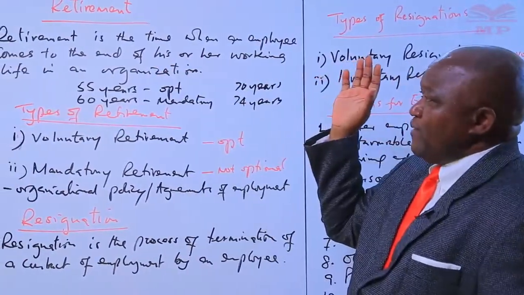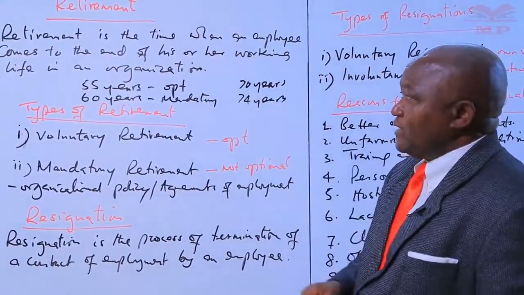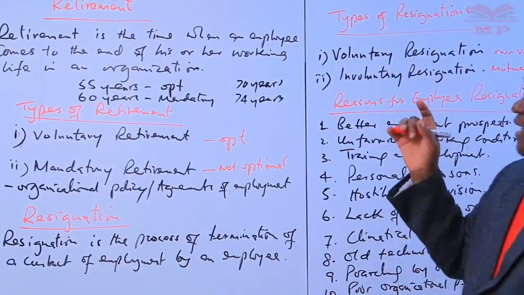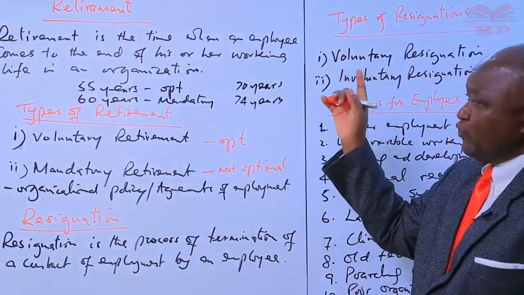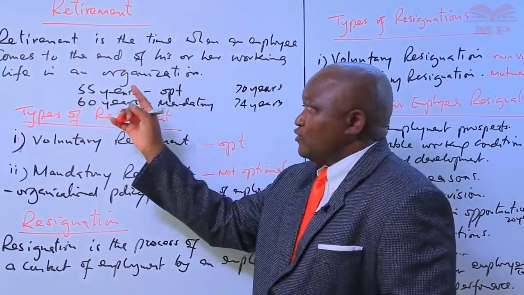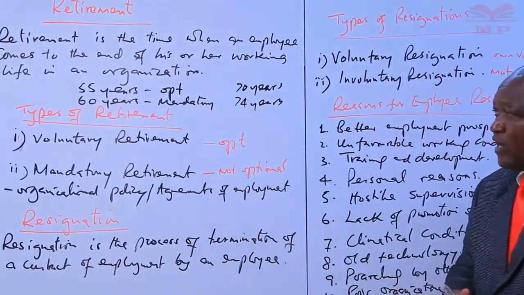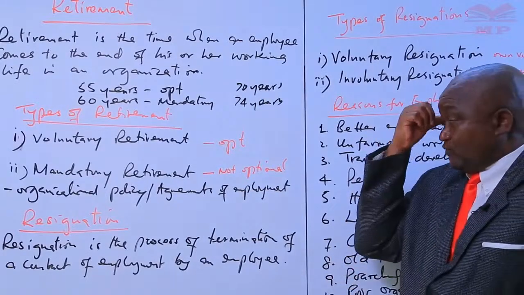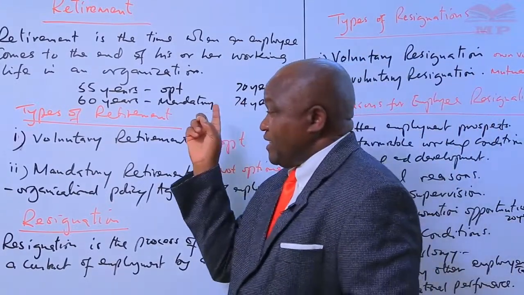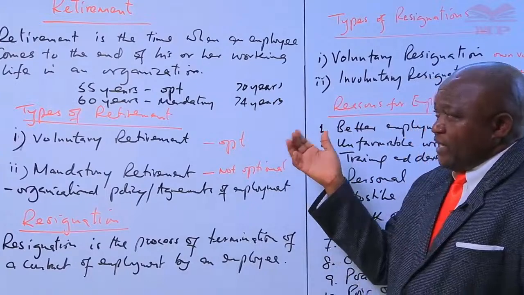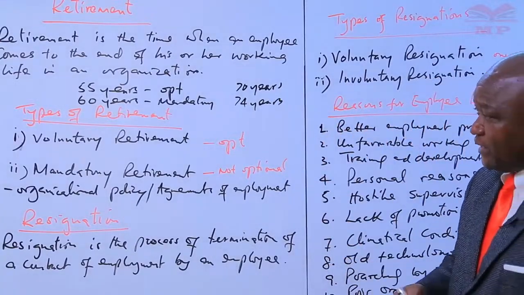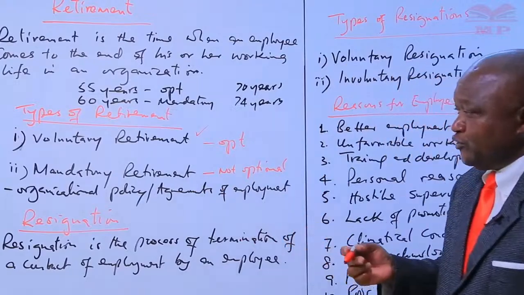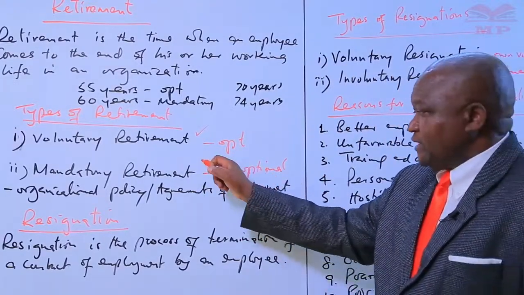So in our lesson today, we have looked at separation, forms of employee separation, and we were looking at retirement, where we have indicated that retirement is the time when an employee comes to the end of his or her working life in an organization. It may be 55 years, it may be 60 years, it may be 70, maybe 74 years. Types of retirement, we have indicated that you have 1, voluntary retirement, then 2, mandatory retirement.